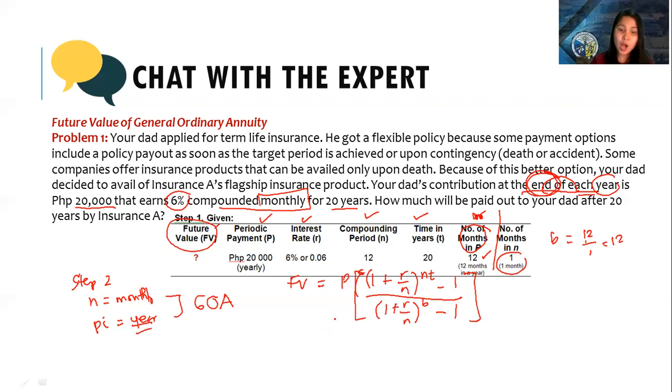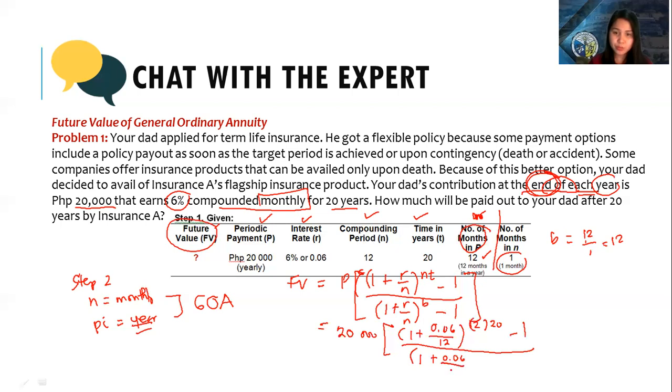Okay, RP, our periodic payment is 20,000. That's 1 plus R over N to the power of N times T minus 1, over 1 plus R over N to the power of 12, that's our B, minus 1.